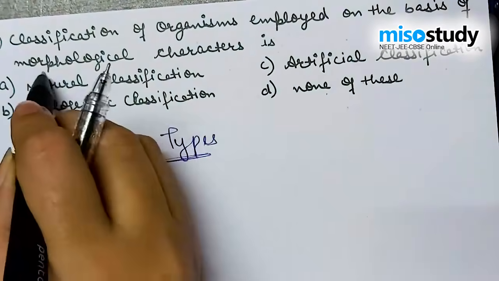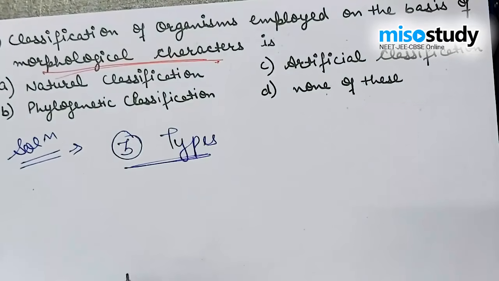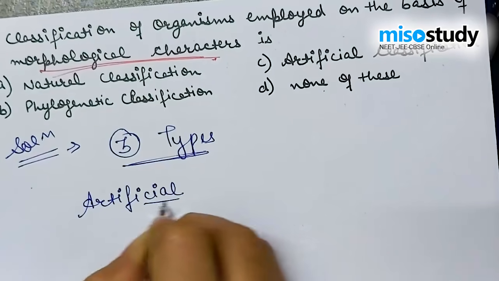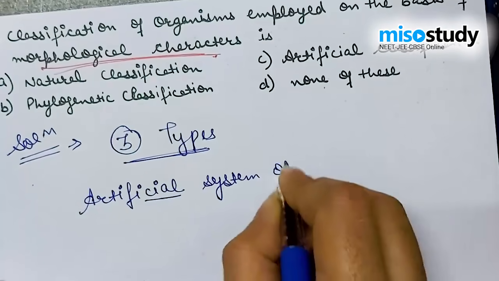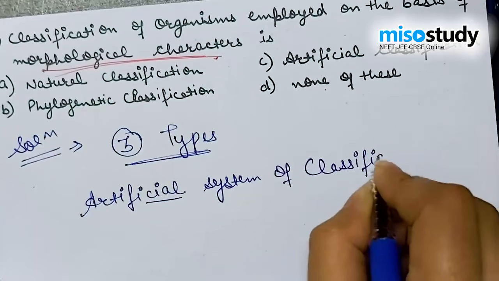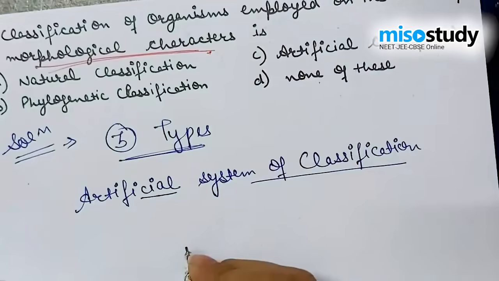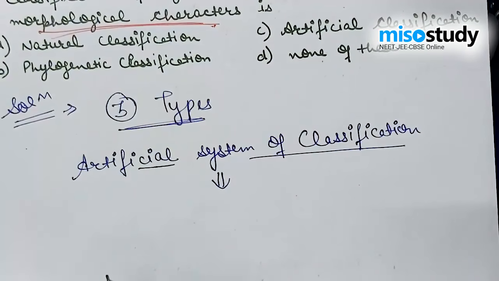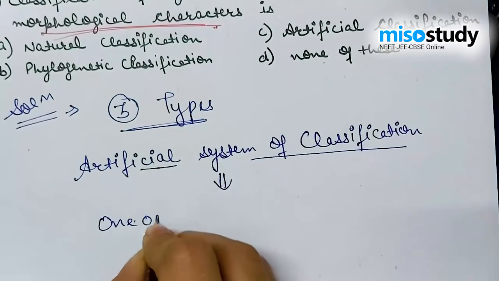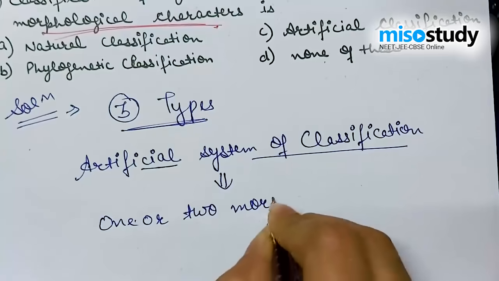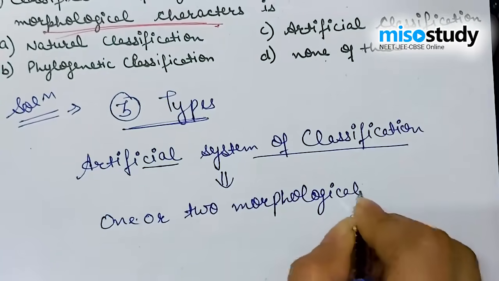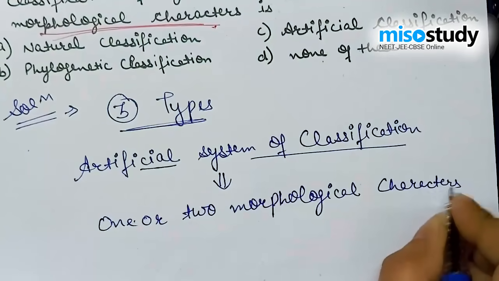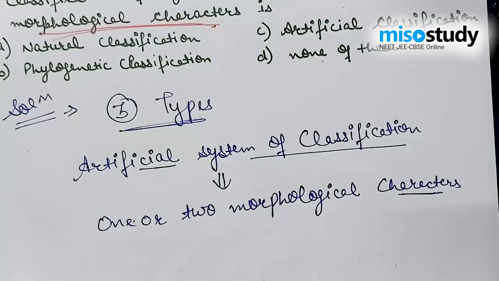The morphological characters are taken into consideration in the artificial system of classification, in which the categorization and classification of organisms is generally on the basis of one or two morphological characters.